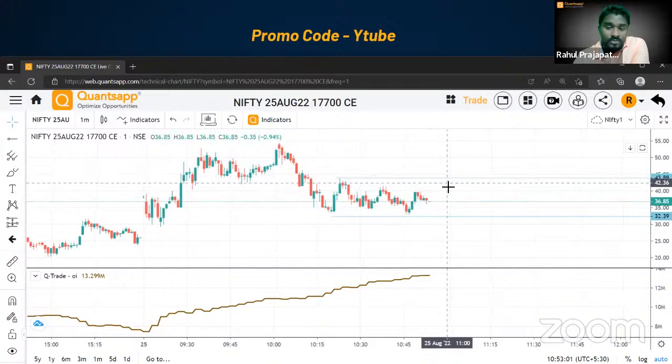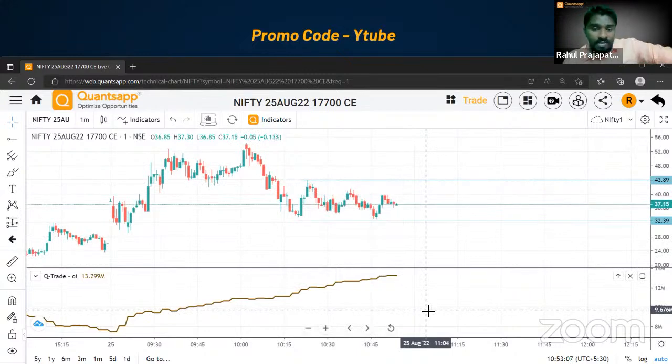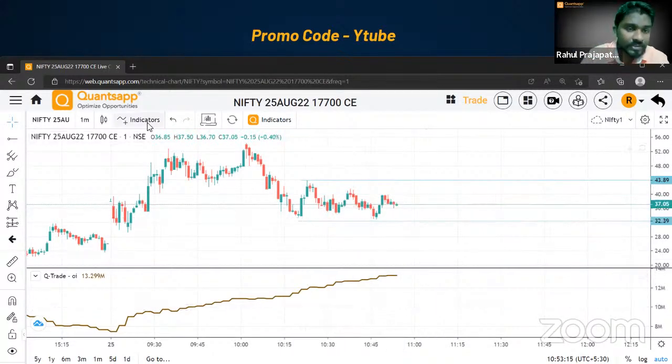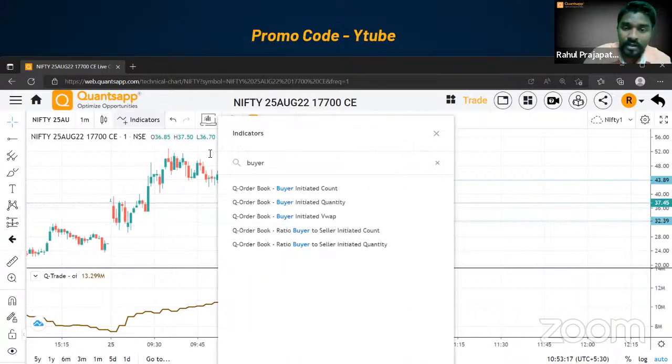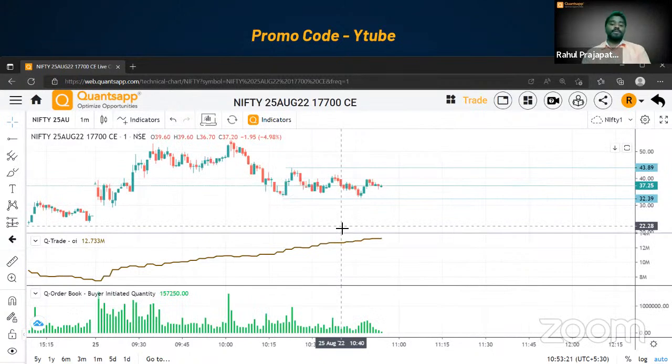As soon as this breaks this line on the higher side, the breakout will come, and open interest should fall. So that is one condition: price should move up in the call option and open interest should start decreasing. Now, what could give you further anticipation about this? We'll check the order book data. This is buyer initiated quantity. So what is buyer initiated quantity for a call option? That means people are buying at the market price.